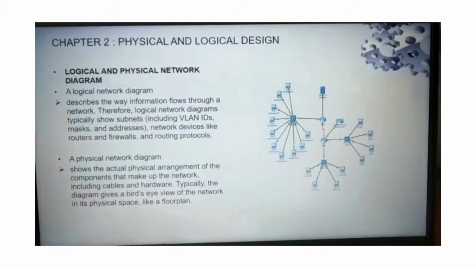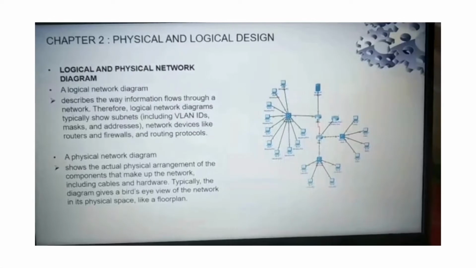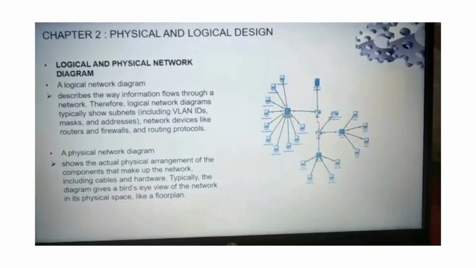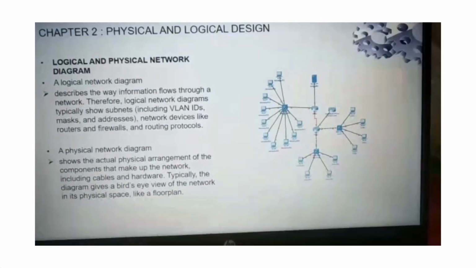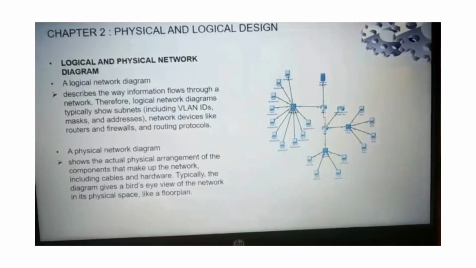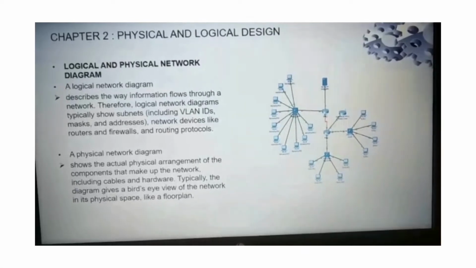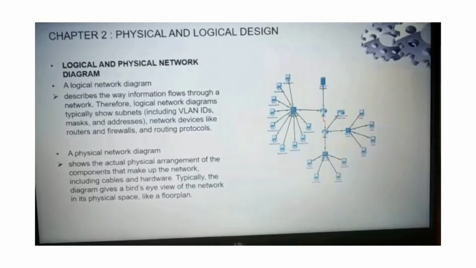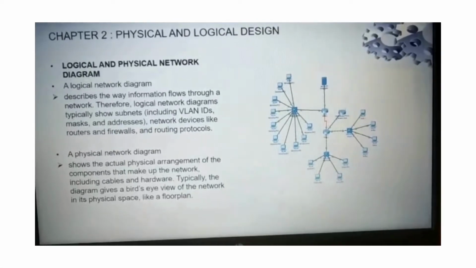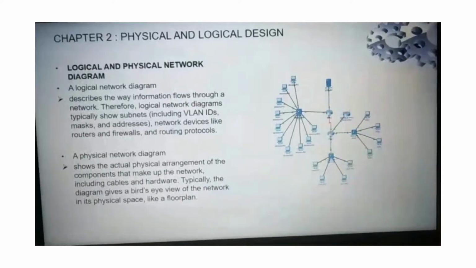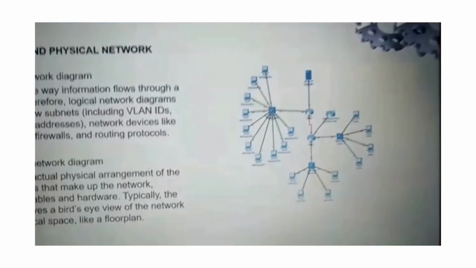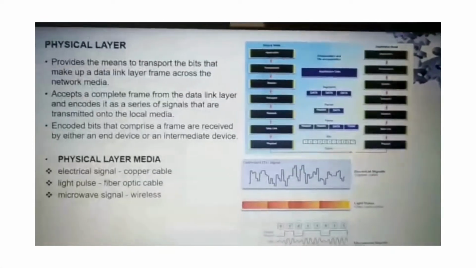A logical network diagram describes the way information flows throughout a network. Therefore, a logical network diagram typically shows subnets including VLAN IDs, masks, and addresses, network devices like routers and firewalls, and routing protocols. A physical network diagram shows the actual physical arrangement of the components that make up the network, including cables and hardware. Typically, the diagram gives a bird's eye view of the network in its physical space like a floor plan. This is a logical network diagram. Okay, next is physical layer.